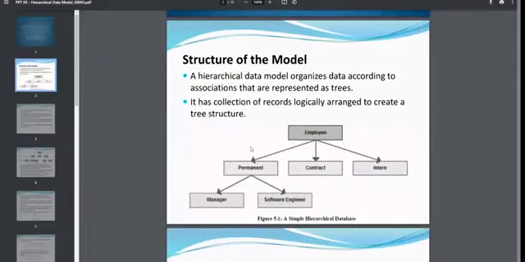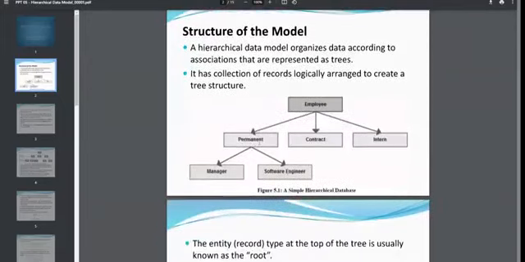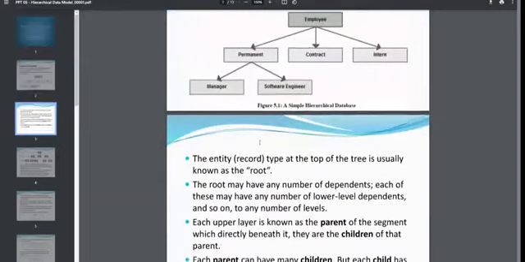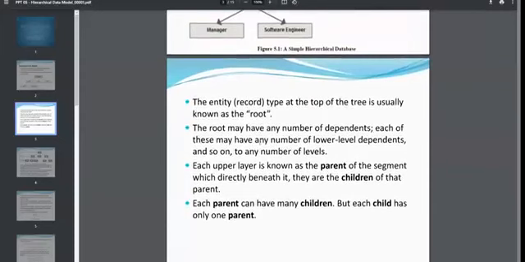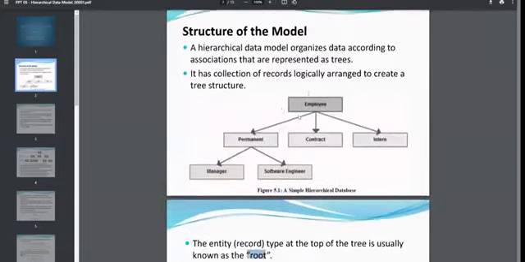So these are very simple to understand, right? Easy to understand these things. So simple hierarchical model. So new terms are coming here, right? Very important to understand. And the root, this one is the root.